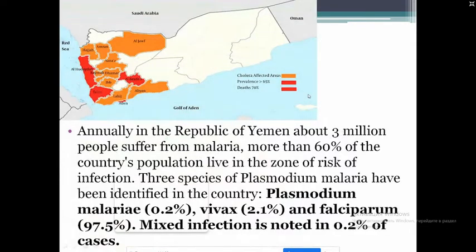Annually in the Republic of Yemen, about 3 billion people suffer from malaria. More than 60% of the country's population live in a zone of risk of infection. 3 species of Plasmodium malaria have been identified in the country. Plasmodium malariae, 0.2%, vivax, 2.1%, and falciparum, 97.5%, dear students. Mixed infection is noted in 0.2% of cases.